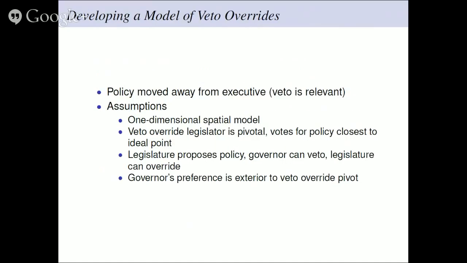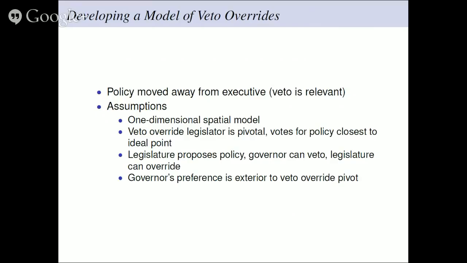Okay, so let's begin to develop a theoretical model of how veto overrides structure legislative outcomes. So the first thing I need to assume is that the legislature is going to want to move policy away from the executive. That is, they're going to want to pull policy in a direction the executive doesn't want it to go. In the example I'm going to use, the executive is pretty conservative, and the legislature is going to want to make policy more liberal. And by the way, it doesn't matter which direction we go. The inferences are exactly the same.